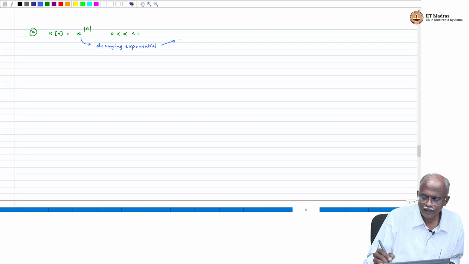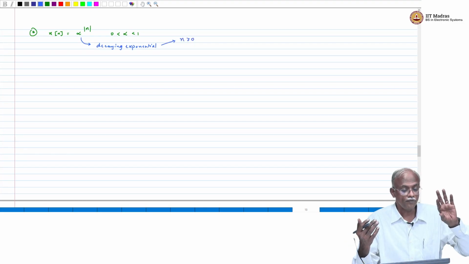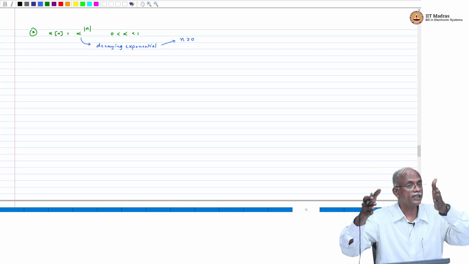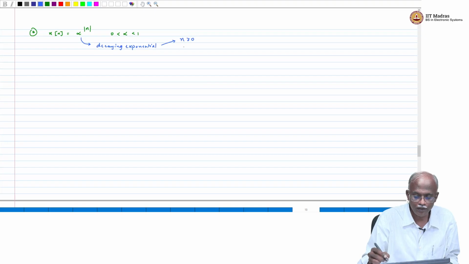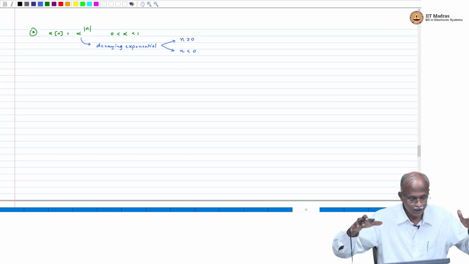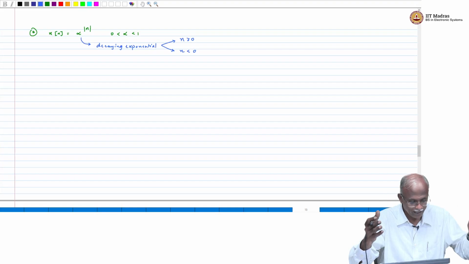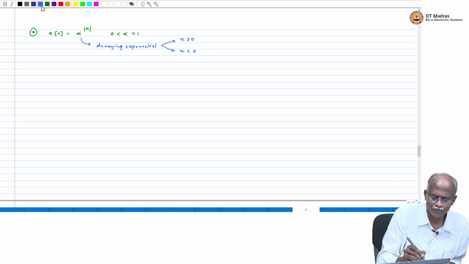for n greater than 0. What about n less than 0? If you had not taken the modulus there, it would have become a growing exponential. But because we have taken the modulus, it is also a decaying exponential for n less than 0. So, given that they are both decaying exponentials, there is a good chance that the Z transform will exist. So, let us do the computation of the Z transform.